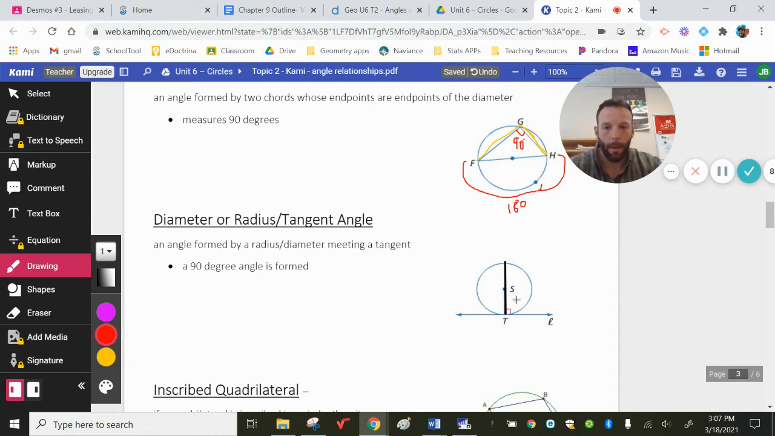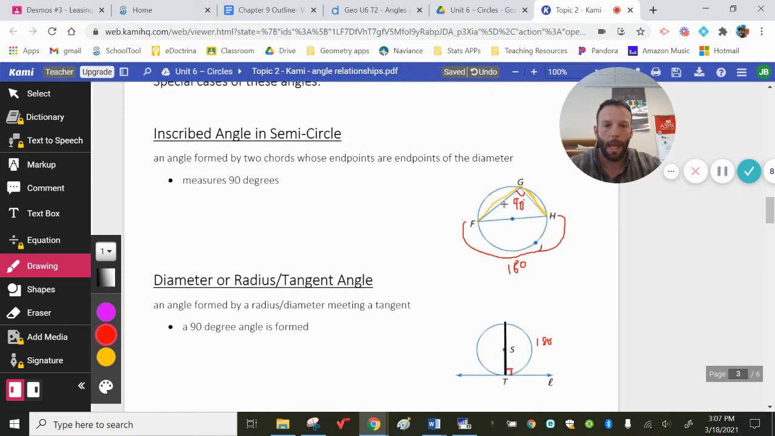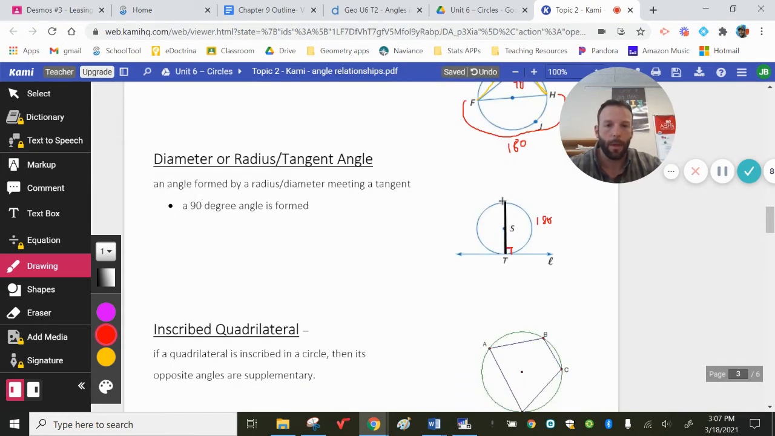Well, because it's a diameter, again, this arc has to be exactly a 180-degree arc, which means the measure of this angle is, again, just a 90-degree angle. So whether you have an angle inscribed in a semicircle or you have a diameter meeting a tangent, those have to be half of 180. They both measure 90-degree angles.